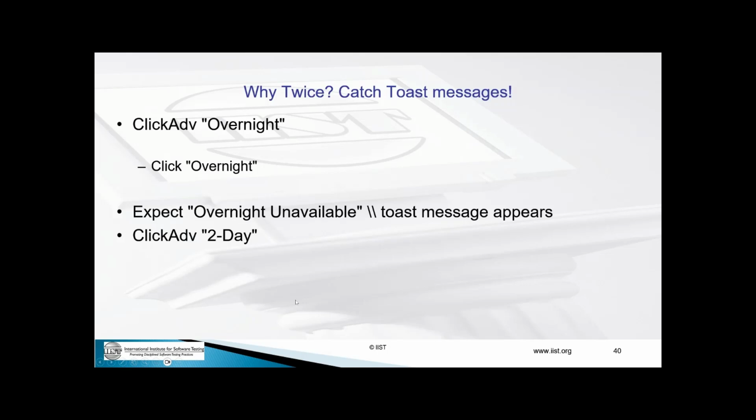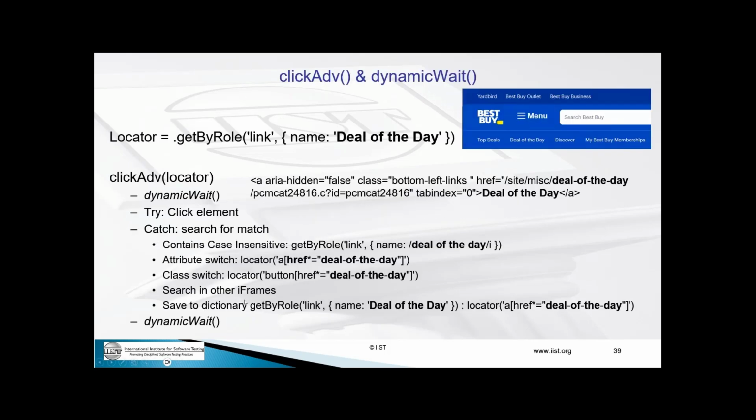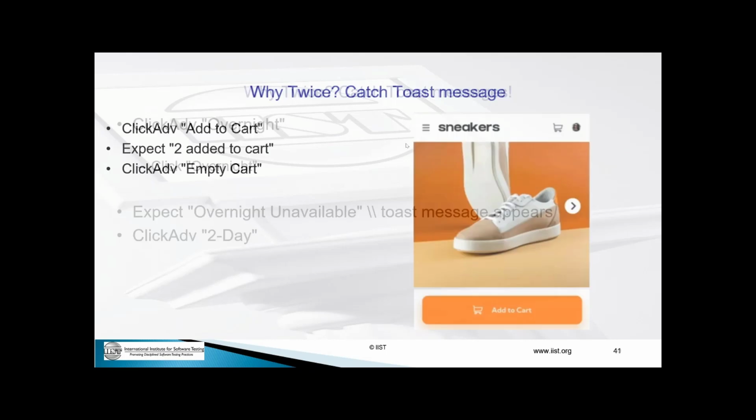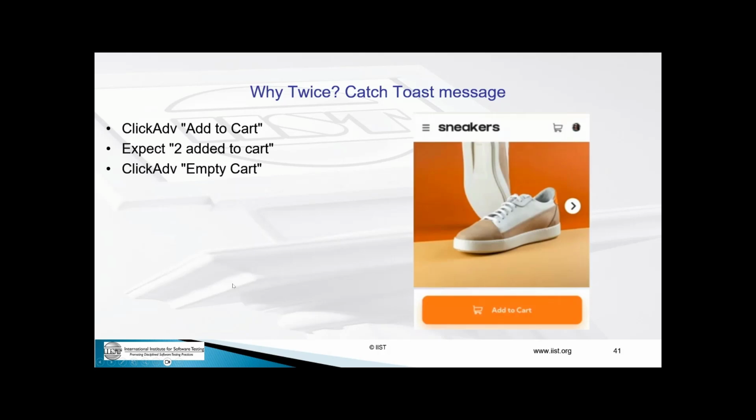The next thing is, why do I have the dynamic wait here and a dynamic wait here? Well, the reason being is that you want to catch toast messages that are popping up. I might want to click on overnight, but I also expect in this case, overnight unavailable is a toast message that appears. But if I'm waiting for the page to become stable, this may look like the page is still building. I want to be able to catch those toast messages and be able to get out of this.